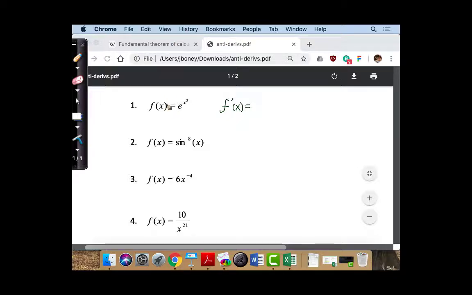This is overall an exponential function. Its exponent happens to be a simple power function. So the derivative of this, derivatives of exponential functions are exponential functions. And if their exponent isn't just a simple variable, if it's a whole function, I have to multiply by the derivative of that, which would be, in this case, 3x squared.